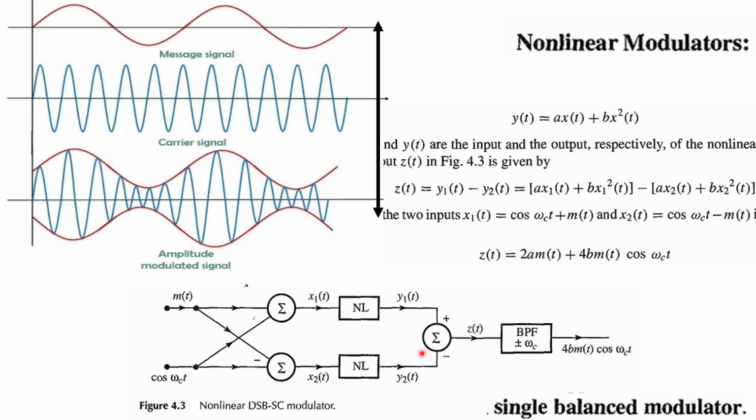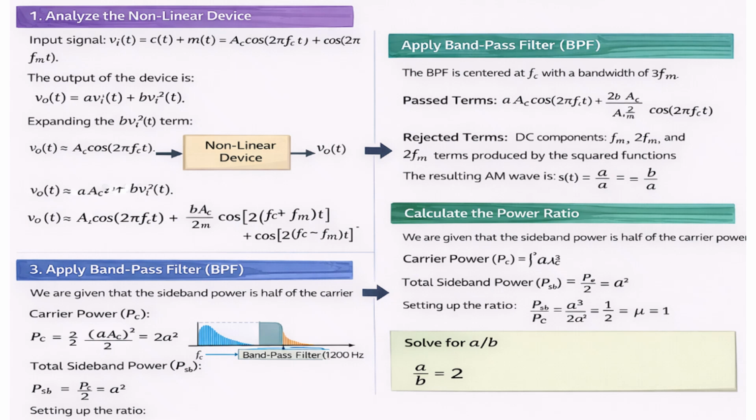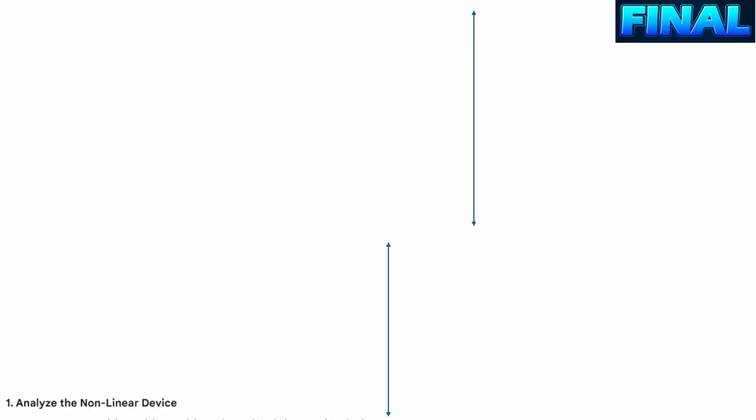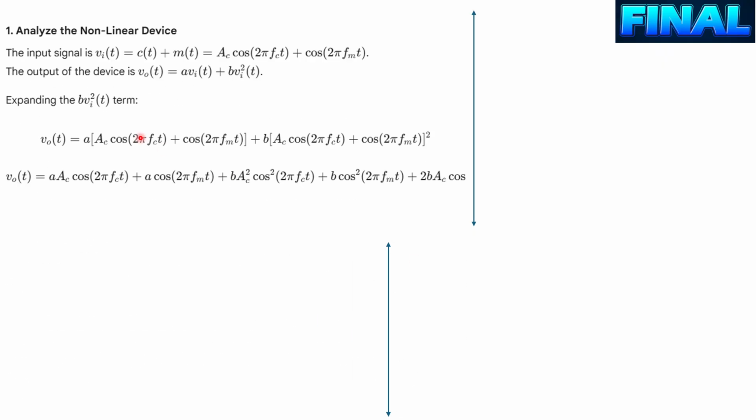The same tactics we are going to use here. The nonlinear device will give you the output, and we use the band pass filter, and because of that we get the particular bandwidth. Then we take the ratio of the sideband power divided by the carrier power P_C, and then we will get the value of A by B, right? So that is the concept we are going to use. Let's talk about the final calculations. V_i(t) is given as c(t) plus m(t), and V_0 is the output of the nonlinear device.